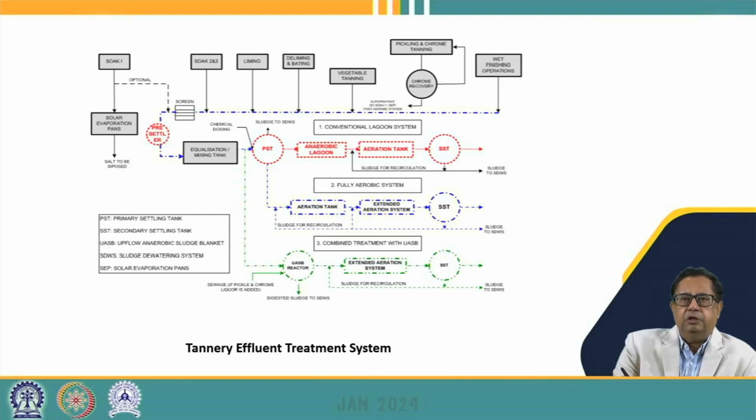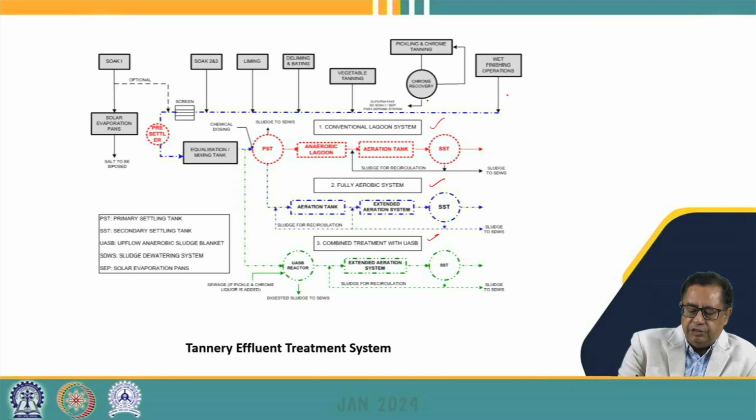Then we can have other processes also, where we can have the conventional lagoon system, the fully aerobic system, or a combined treatment with the UASB. Here, the waste coming out from the chrome tanning may be treated separately, that is, the chromium may be recovered first, and then the supernatant may be taken to the evaporation ponds. But the other waste can be mixed, and this mixed waste can first be passed through screens.